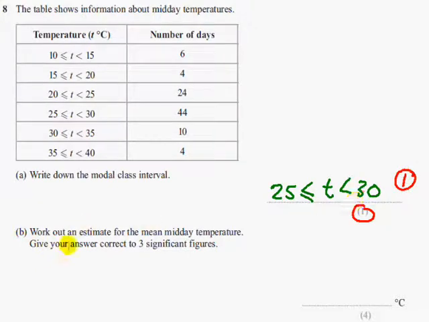Part B says work out an estimate for the mean midday temperature. Give your answer correct to 3 significant figures. So the mean is where you add up all the temperatures and divide it by the number of days there were. So we're actually going to need a few more columns. Let's see if I can do this as neatly as I can.